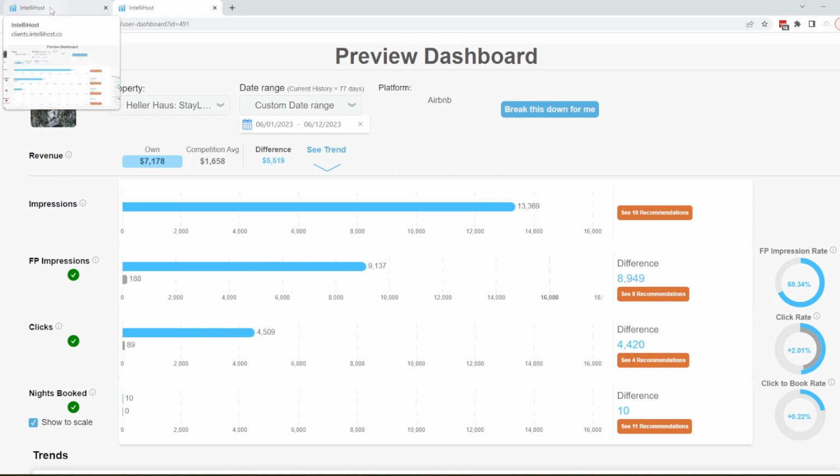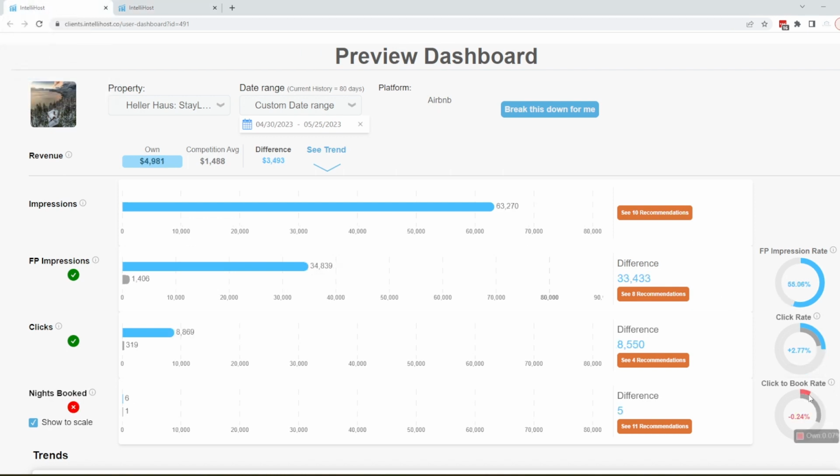Now, see what happened to his conversion rate. Now this is killer. 0.07% to 0.22%. That is a triple increase. So he's now getting triple the bookings in his conversion rate because he changed that one thing.